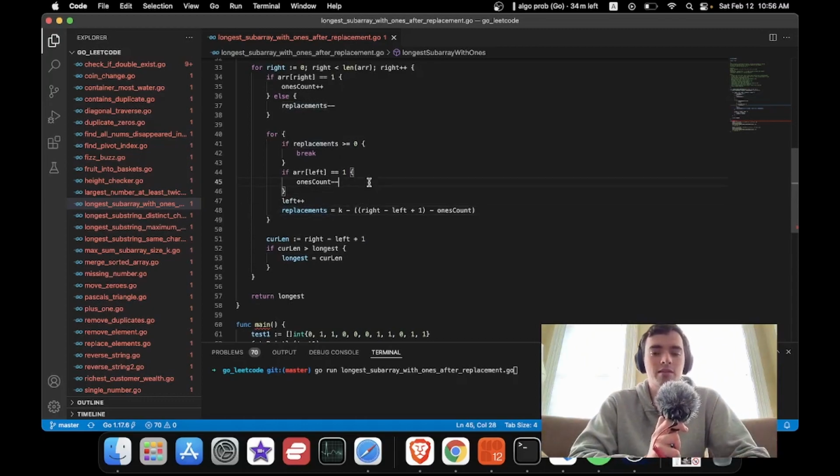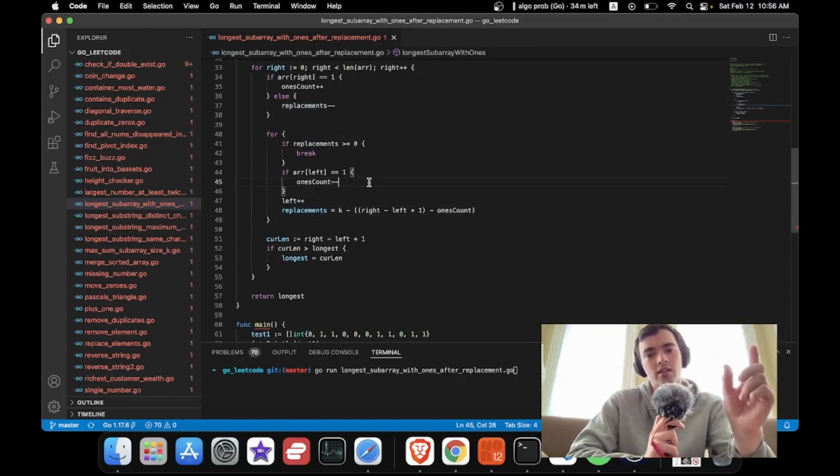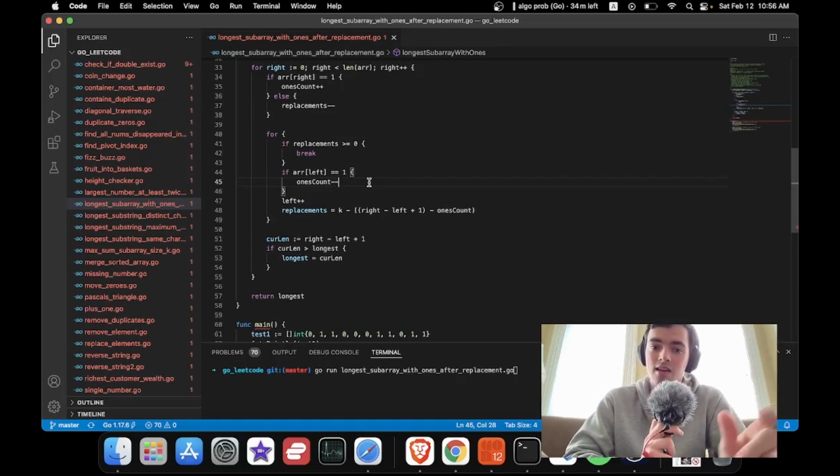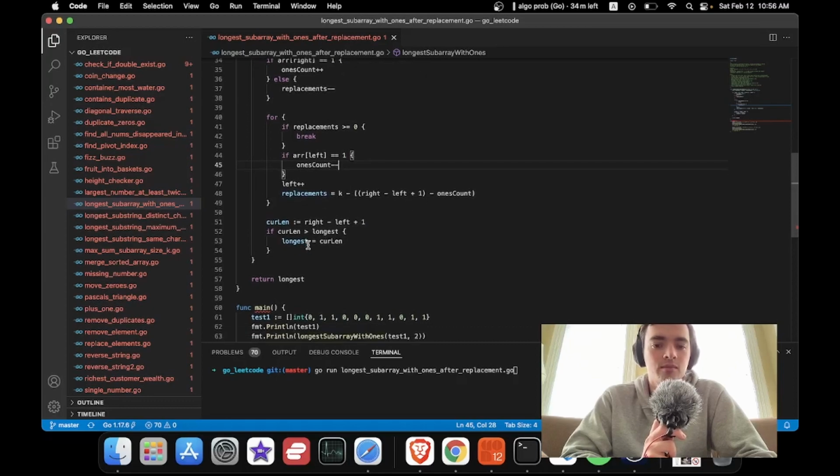The number of replacements is always equal to the originally allotted number of replacements that you're given, k, minus the integers that are not 1, the number of zeros within your subarray. So the length of your subarray minus your ones count, k minus that.